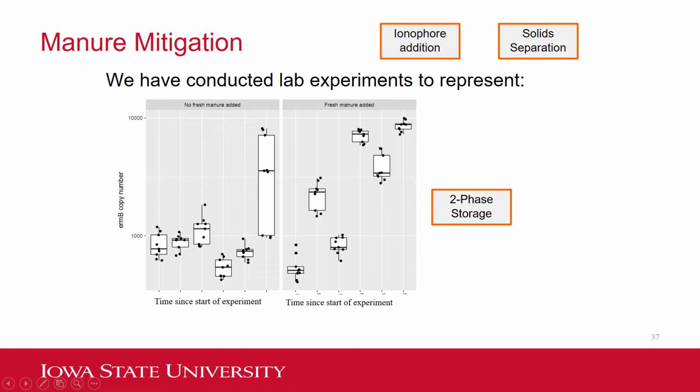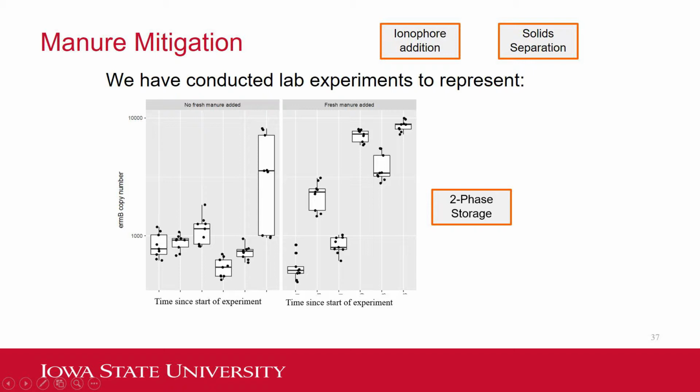So the no fresh manure added would be a situation where there is a pit underneath the facility and then there is secondary storage. And that would allow the manure to sit for about 6 months before it would be land applied. And in this case, you can see that the y-axis is the ermB copy numbers, and the x-axis is the time since the start of the experiment.